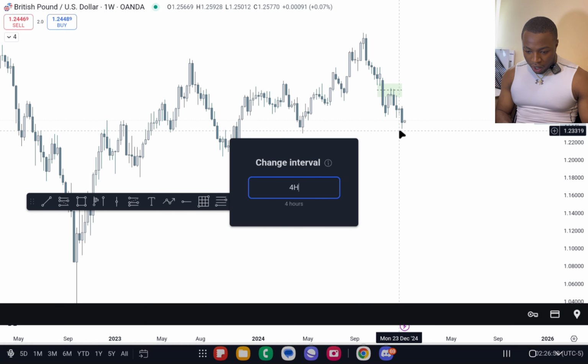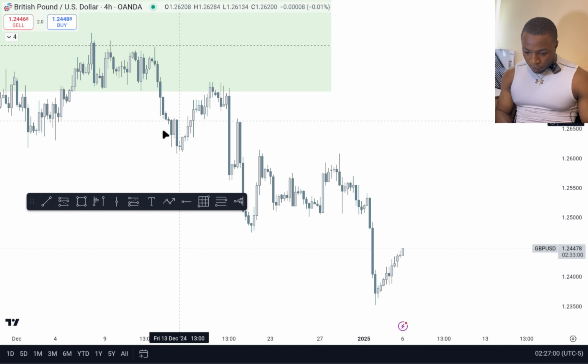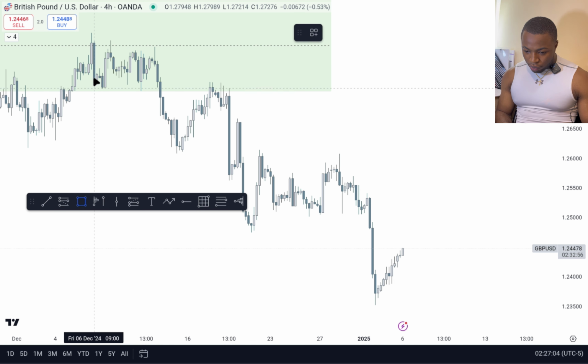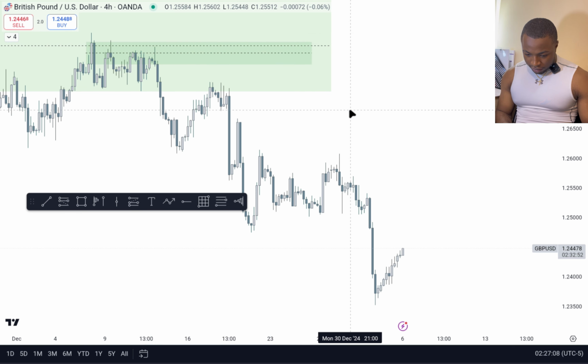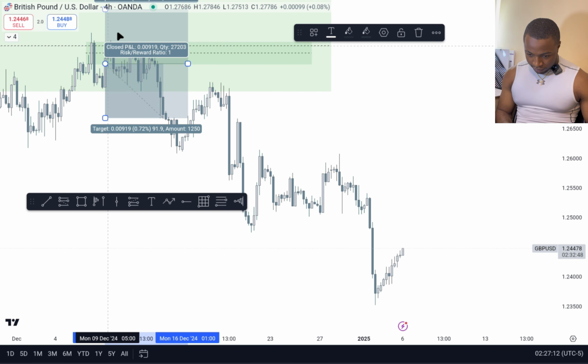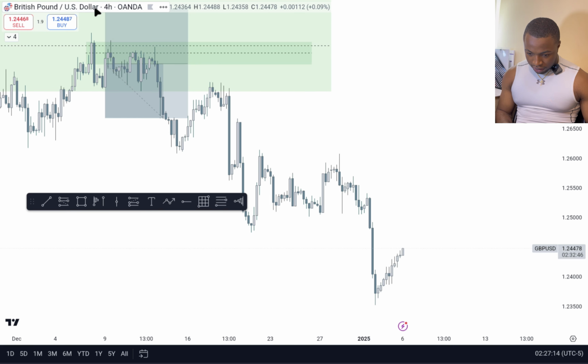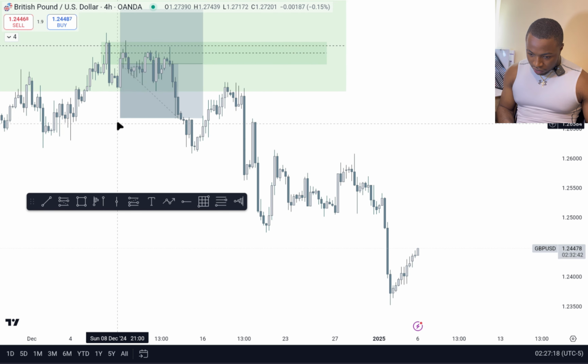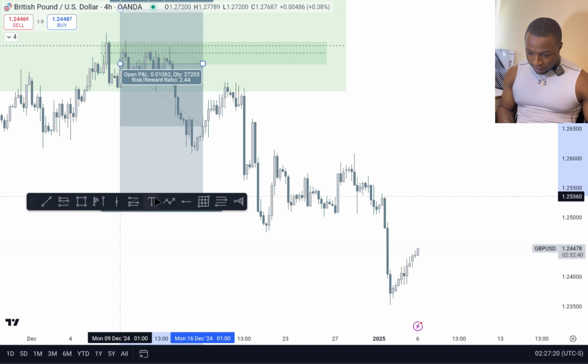Now I went to the 4 hour. If you go to the 4 hour, we have this big bullish order block. Okay, this is also a very good swing entry position. Okay, targeting this low, stop loss above this high.